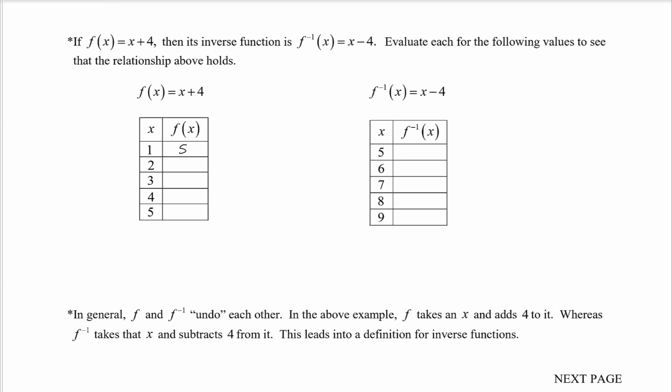So if I plug in 2, it outputs 6. If I plug in 3, it outputs 7. If I plug in 4, and if I plug in 5. So it just simply adds 4 to the input. That's what that function does. Well, I claim that this is the inverse of that function.